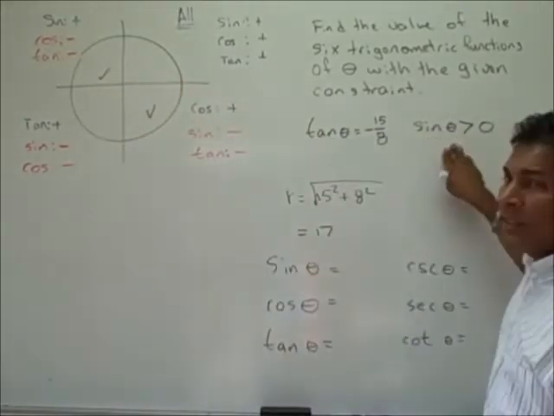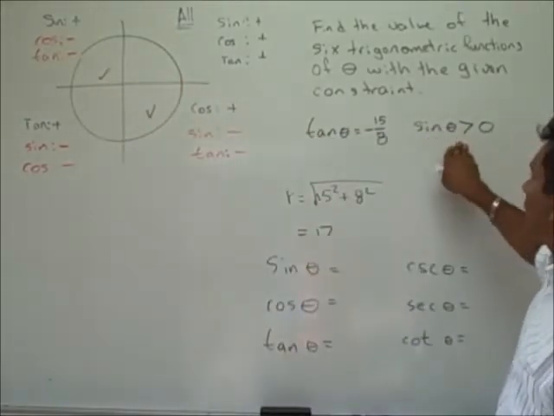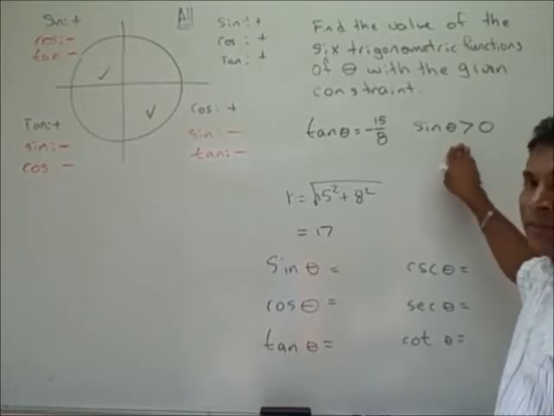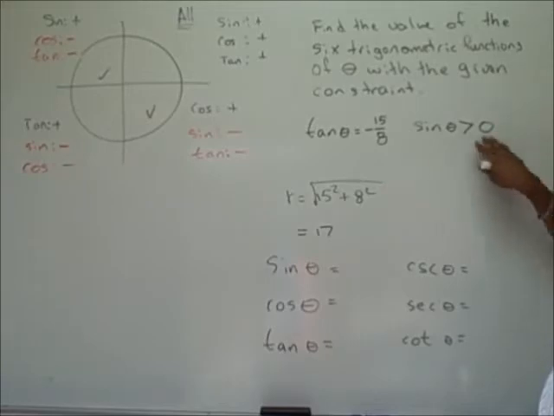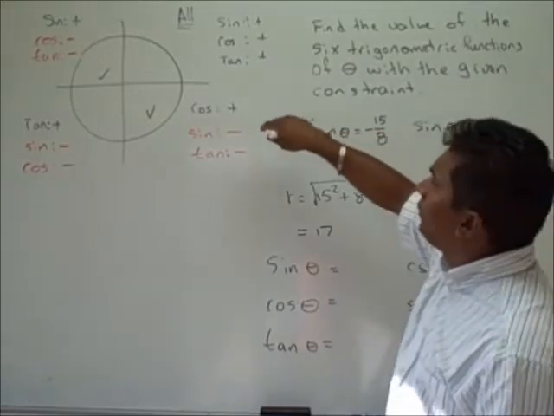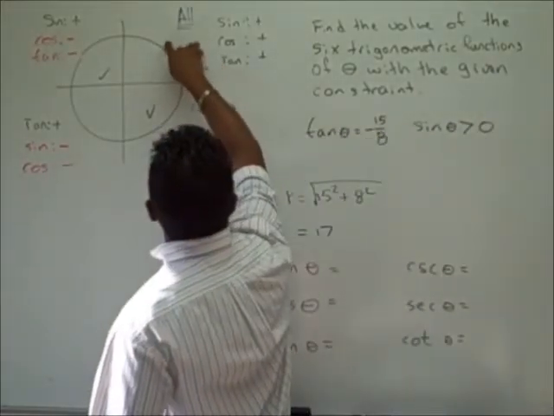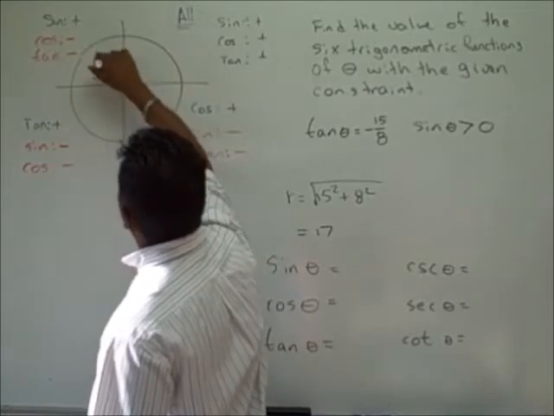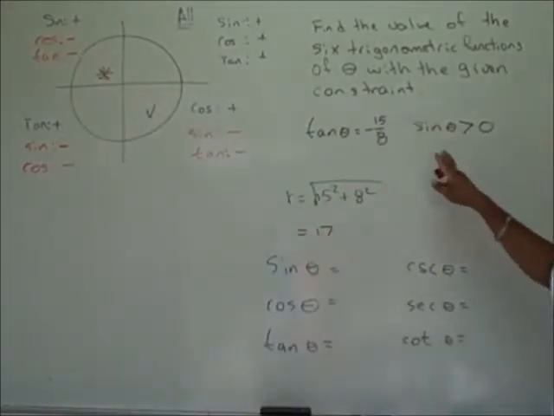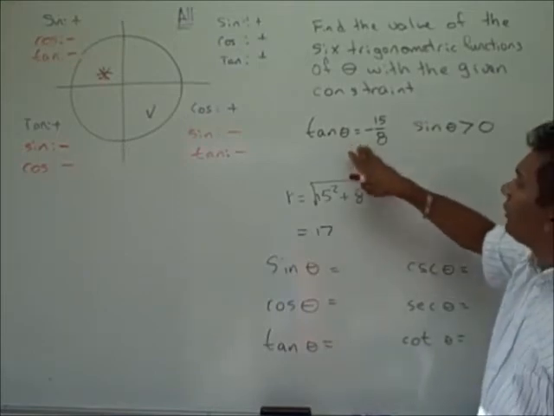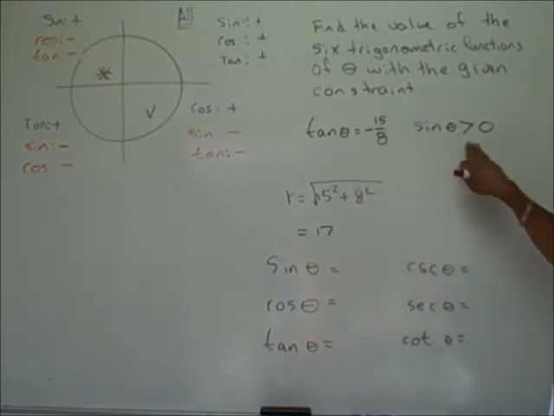Our constraint is that sine theta must be greater than 0. Sine theta being greater than 0 means that sine theta must be positive. Sine theta is positive in the first and second quadrants, so our angle must be in the second quadrant, because that's the only quadrant that fulfills the condition where tan is negative and sine is positive.